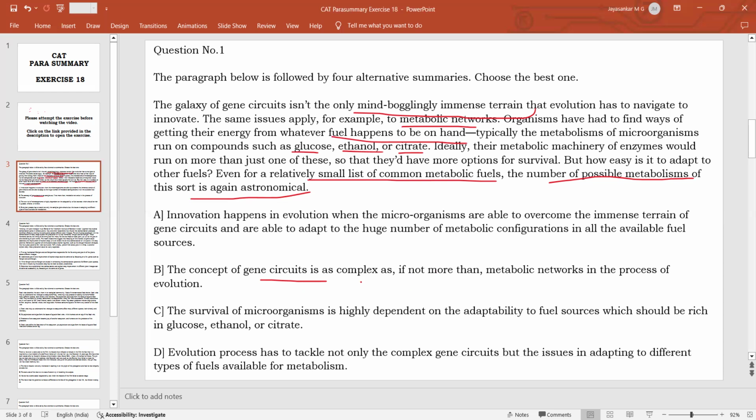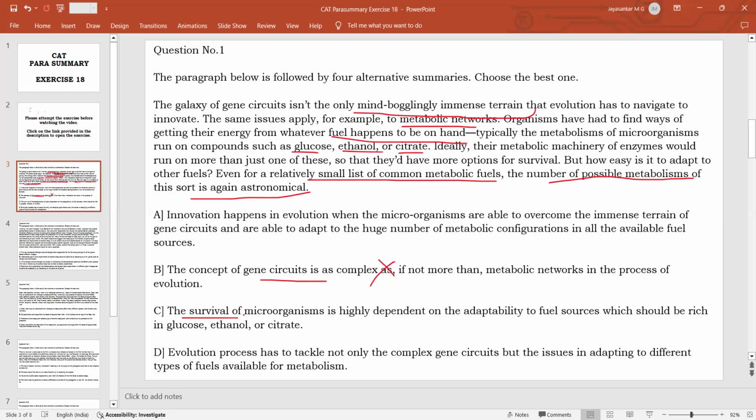Whether one is more complex or one is less complex, this is not stated in the passage, as a result of which we will not be able to take this as a good answer. Option C, the survival of microorganisms is highly dependent on the adaptability to fuel sources which should be rich in glucose, ethanol, or citrate. What is the problem here?